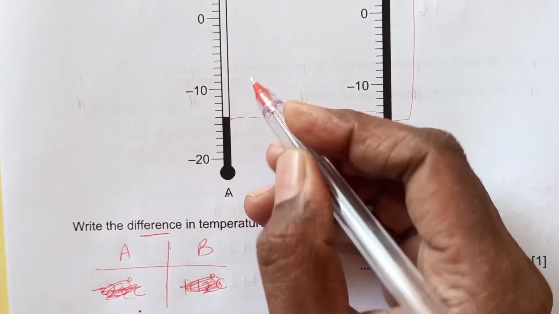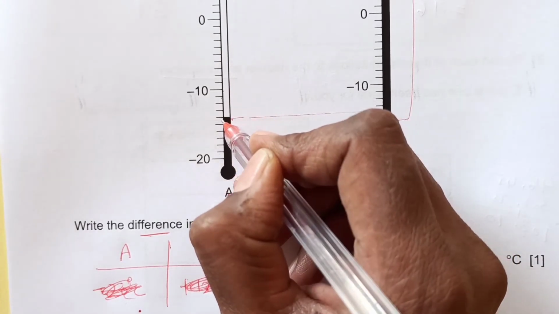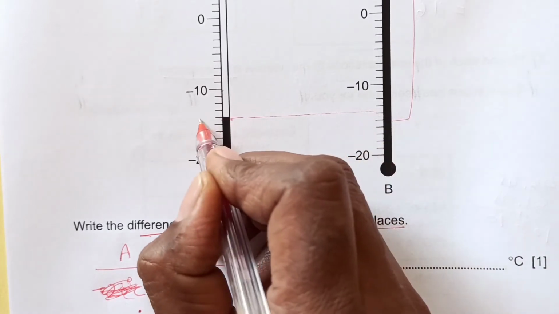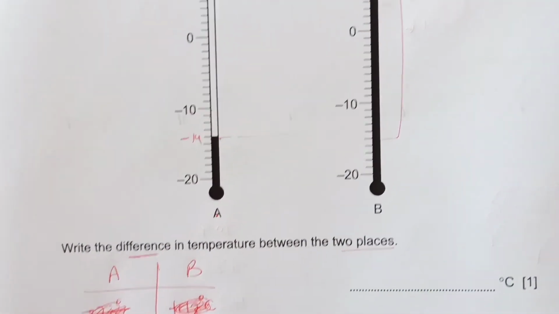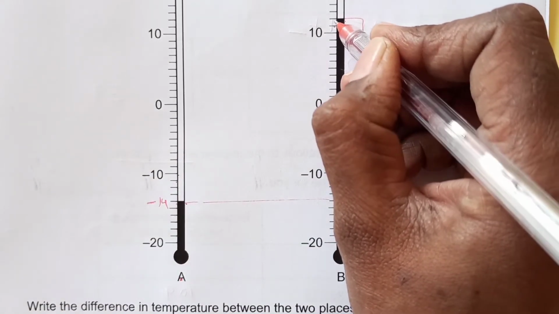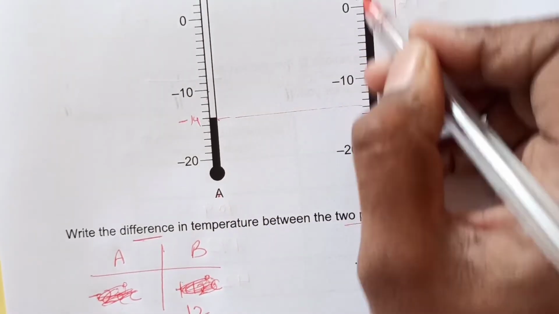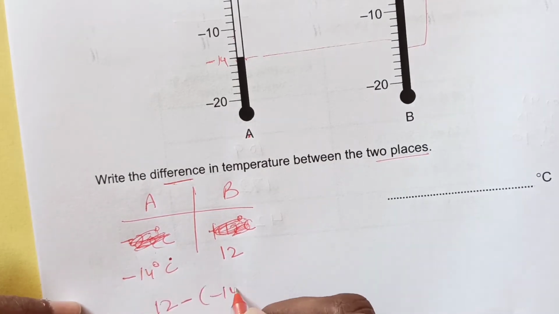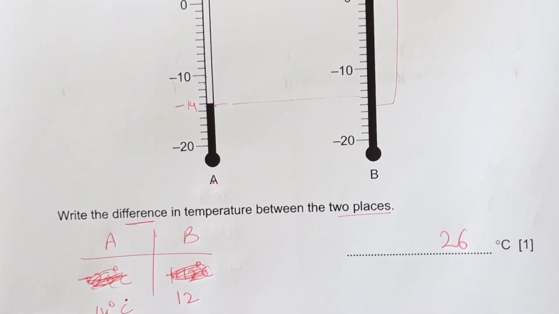For A we have negative 10, 11, negative 11, 12, 13 and negative 14, 15, 16, 17, 18, 19. Yeah, so this is negative 14, right? So negative 14 degrees Celsius, and this side we have 11, 12, so we have 12 here. So the difference is, you see here we have one positive, another one negative. So it is 12 plus 14, which is 26. So the answer is 26. So you see, you need to be very careful.